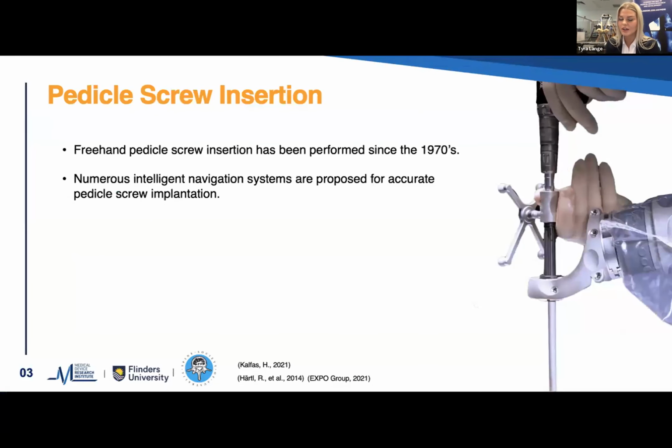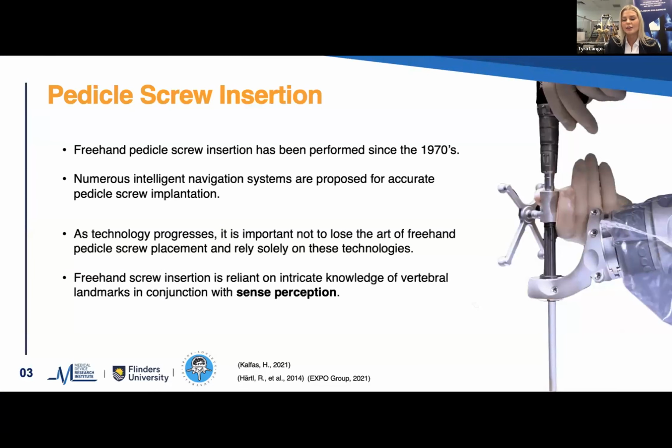Freehand pedicle screw insertion has been performed since the early 1970s, as we know. Today, in an ever-intensifying marriage of medicine and machine, numerous intelligent navigation systems are proposed for accurate pedicle screw implantation. It is, however, the opinion of many healthcare professionals that as technology progresses, it is important not to lose the art of freehand pedicle screw placement and rely solely on these new technologies.